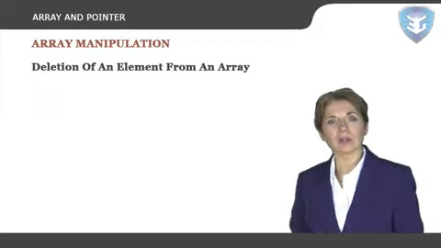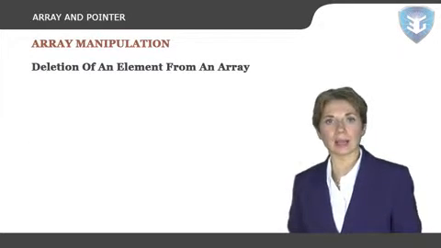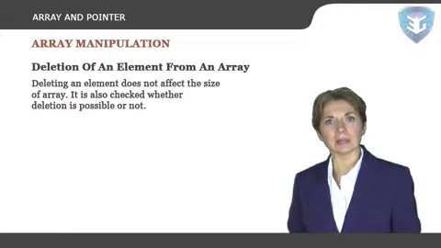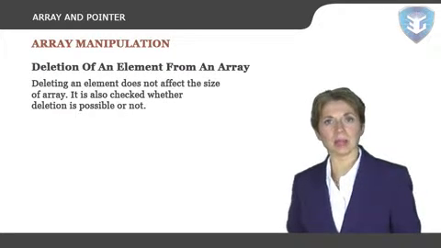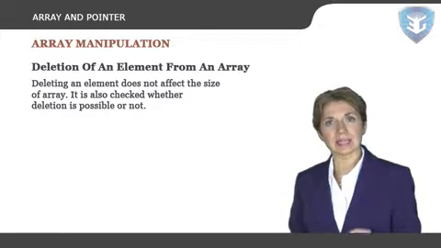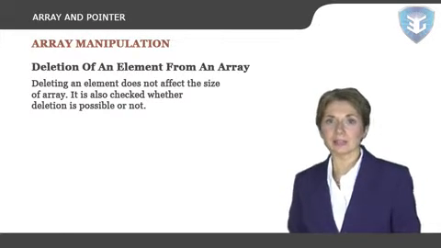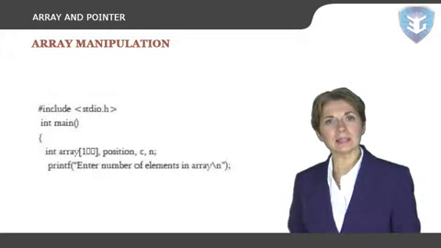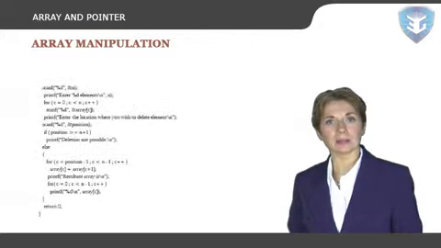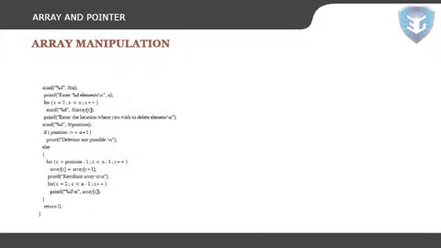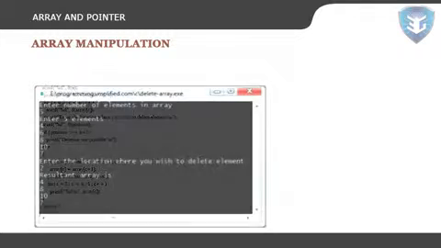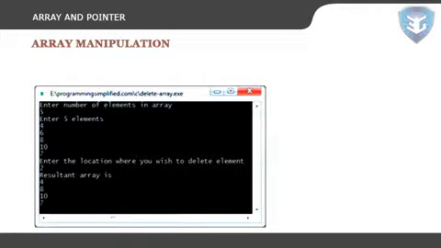Now let's have a look at how to delete an element from an array. Deleting an element does not affect the size of the array. It is also checked whether deletion is possible or not. If an array is containing 5 elements and you want to delete the element at position 6, then it's not possible. Let's see an example of deletion of an element from an array on the screen. Output of the program is as shown here.